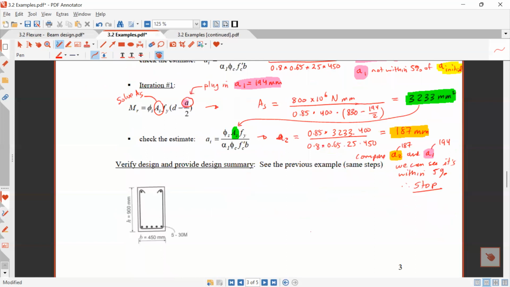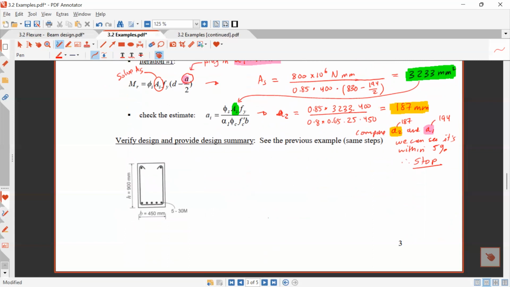This 5% is not a fixed value, right? It's an approximate thing. If you're at 6%, 7%, usually it's okay. But if you're more than that, like 10%, you should probably do one more iteration. So that's close enough. So once we have this, we need AS larger or equal to 3,233 millimeters squared. Let's use 30M. If we do 530M, that gives us 3,500 millimeters squared.